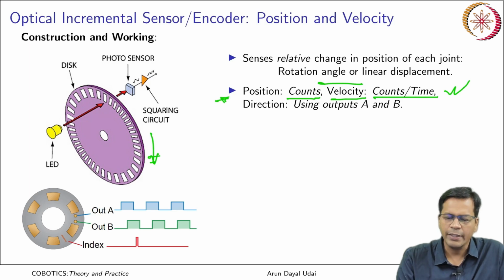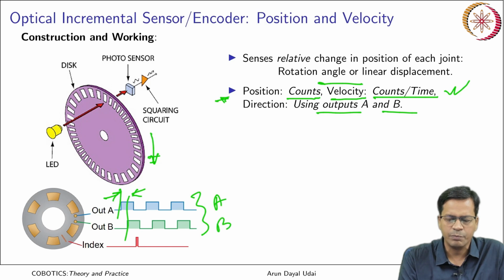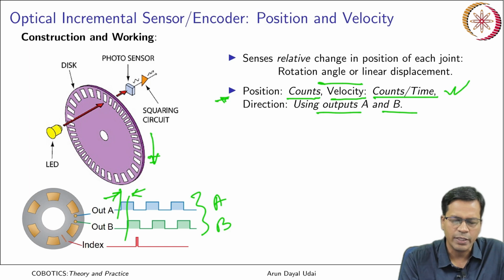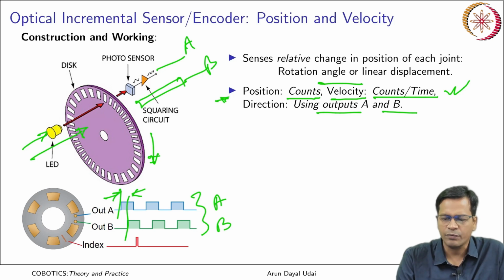Okay, and direction can be noted using outputs A and B. So A and B are phase shifted by some distance. So if it is rotating clockwise or counterclockwise, that can be estimated using the phase A and phase B signals. Okay, so you have two window counters. One is with one LED, and the other you will have with a second LED and second photocell over here, and both of them can give you phase A and phase B signals. Okay, so direction, position and velocity, all three of them it can give you.